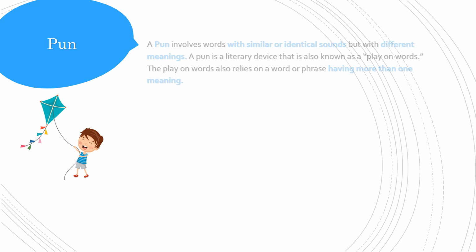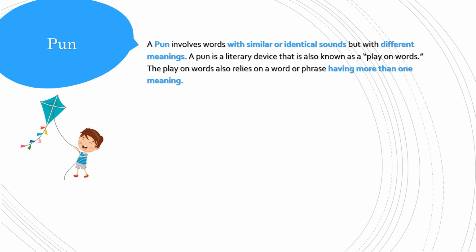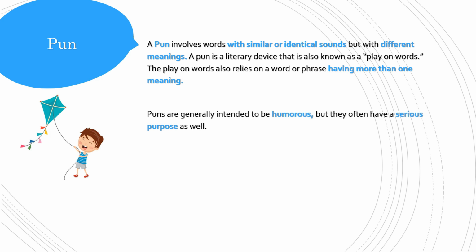Pun. A pun involves words with similar or identical sounds, but with different meanings. A pun is a literary device that is also known as a play on words. The play on words also relies on a word or phrase having more than one meaning. Puns are generally intended to be humorous, but they often have a serious purpose as well.